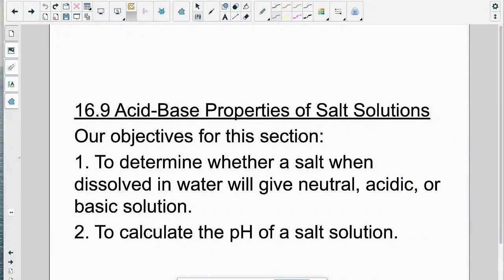Hi, AP Chem students. In this video, we will try to determine whether a salt is neutral, acidic, or basic when dissolved in water. And then we will calculate the pH of these salt solutions given the initial concentration.